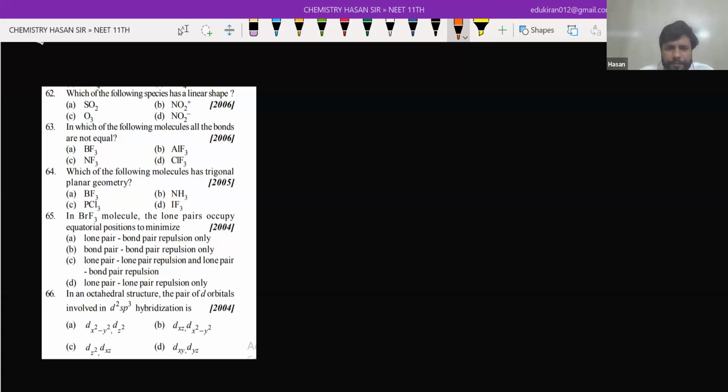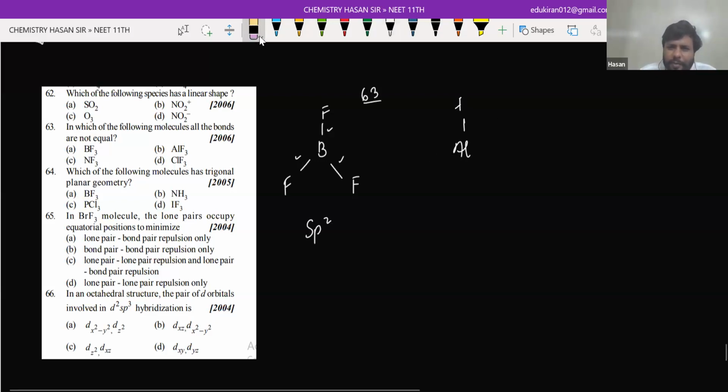Very good, Arpit. Very good. What about 63? In 63, when you have BF3, all the atoms surrounding this central atom are the same. So in case of sp2, all the bonds are equal. AlF3, yes, in the same way. It's basically an ionic compound, it's also equal. NF3, if you are going to see, it's also equal.